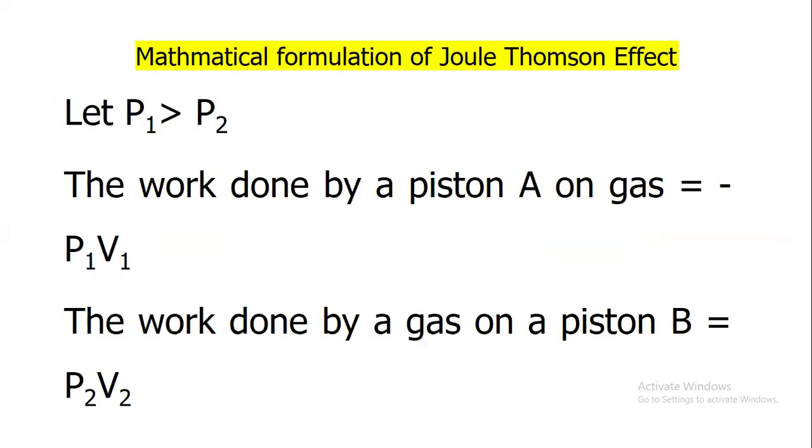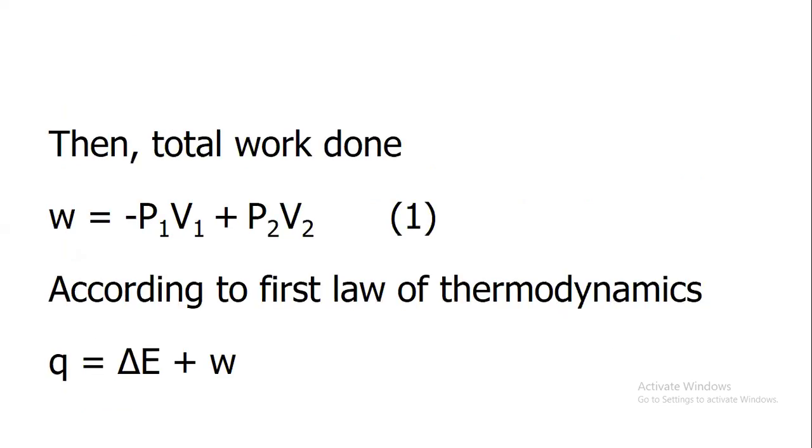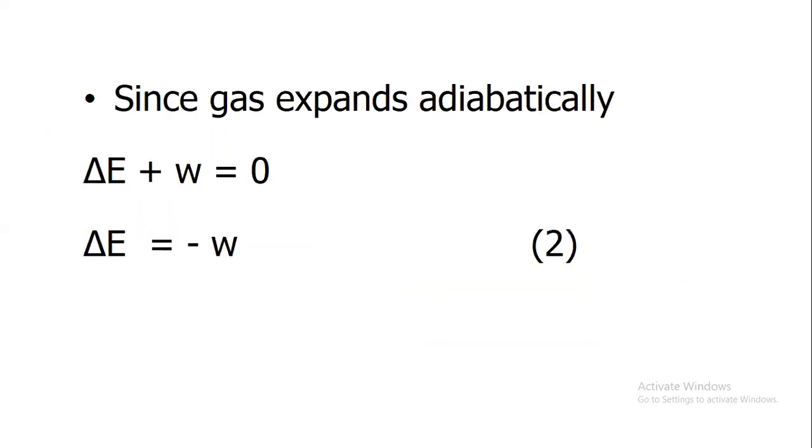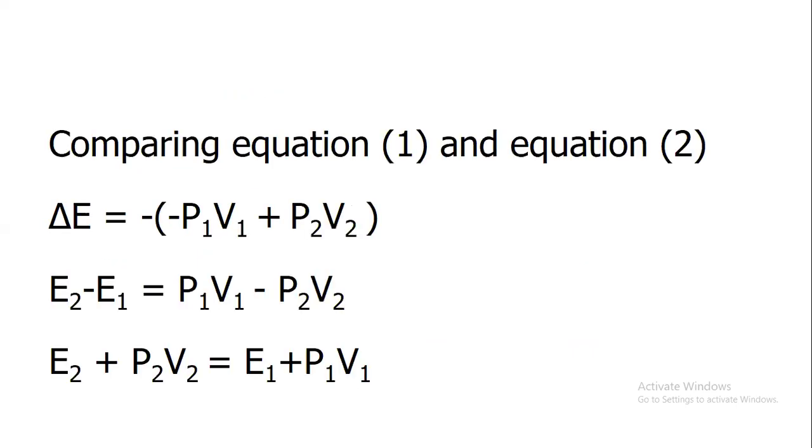Mathematically, the formula of the Joule-Thomson effect: let P1 be greater than P2. The work done by piston A on the gas equals minus P1 V1. Similarly, the work done by the gas on piston B is P2 V2. Then the total work done, W equal to minus P1 V1 plus P2 V2. According to the first law of thermodynamics, Q equal to delta E plus W. Since the gas expands adiabatically, delta E plus W equal to 0, delta E equal to minus W.